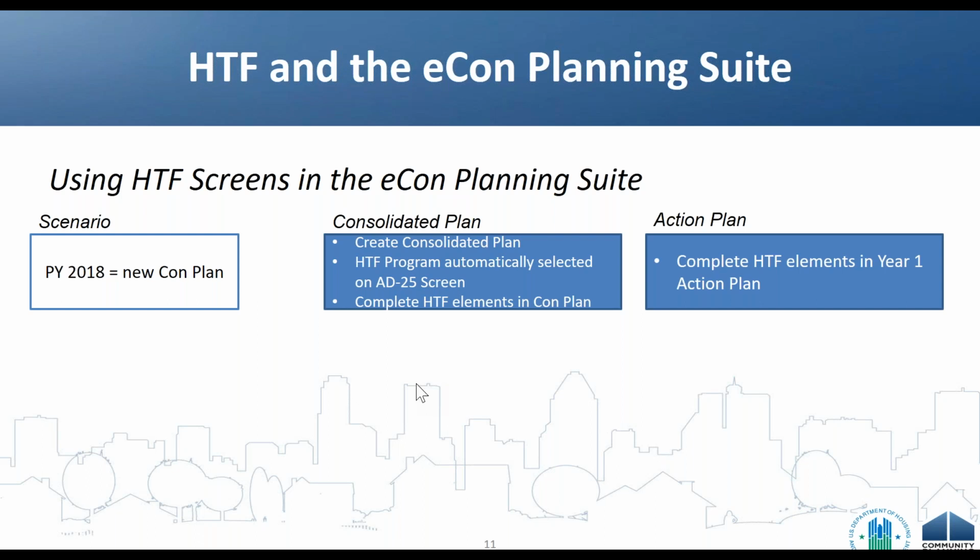And this will include a series of questions and fields that will be replacing the paper-based HTF allocation plan that state grantees were required to complete in 2016 and in 2017. For entitlement grantees, it will be exactly the same. You'll just have the option to indicate if you are an HTF subgrantee or not.